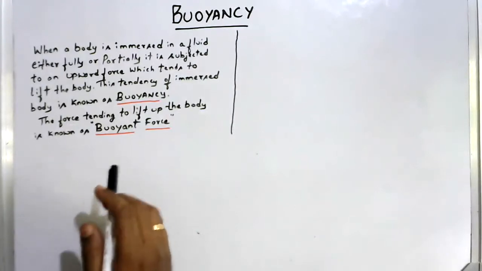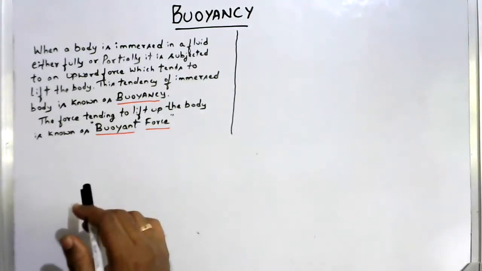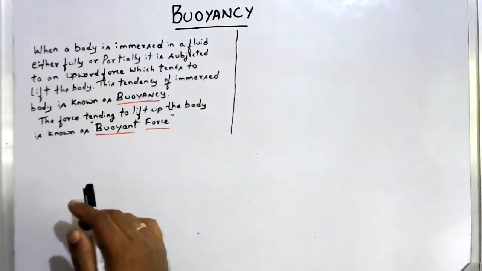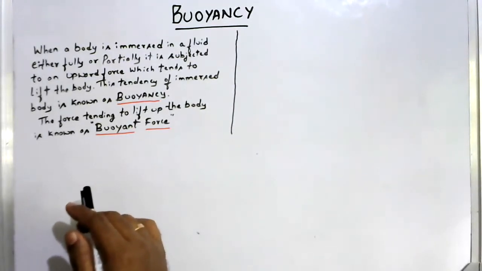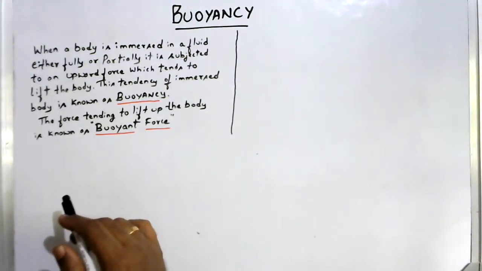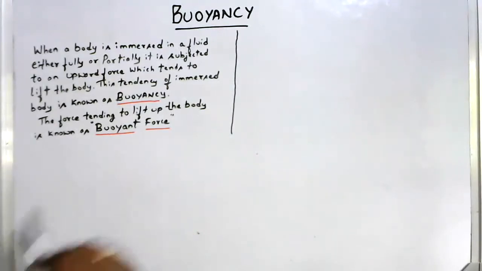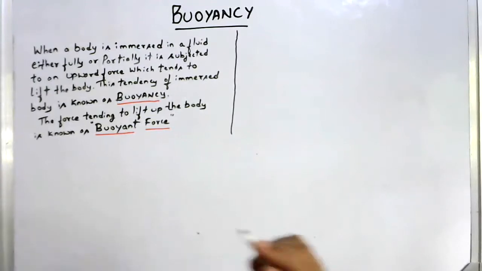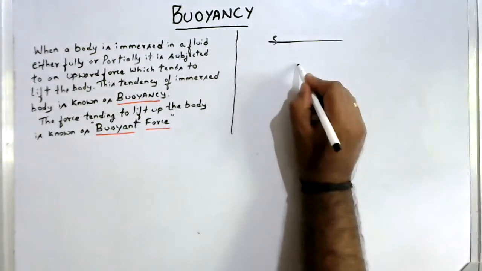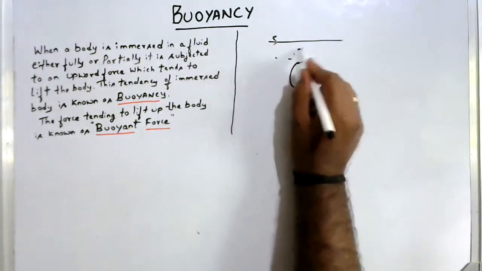So it is clear now, there is some upward force which is being created. That upward force is nothing but a net force which is exerted by the fluid on the immersed body. That immersed body might be fully immersed or partially immersed. Let me explain this by taking a sketch. You consider a free surface. You consider a body which is immersed in a fluid.